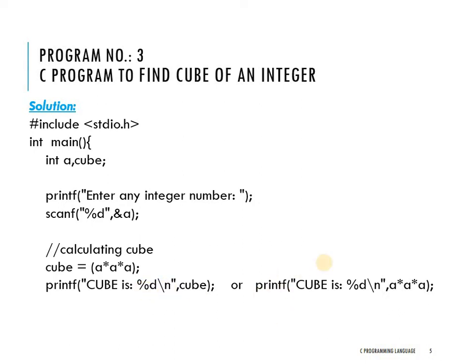In another way we can print the cube value with the help of the printf function directly. So here cube is %g, and then here I have given A cube. A cube is A into A into A. So directly the value will be multiplied and displayed here. So instead of the previous line we can give this line also. So these are the two ways to get the cube of an integer, and then return 0 we have closed. So this is how we can find the cube of an integer.